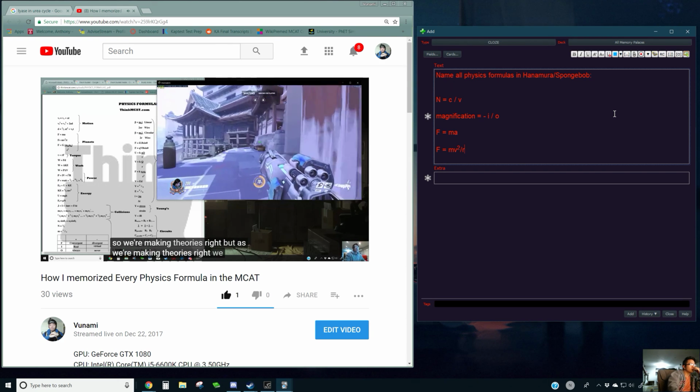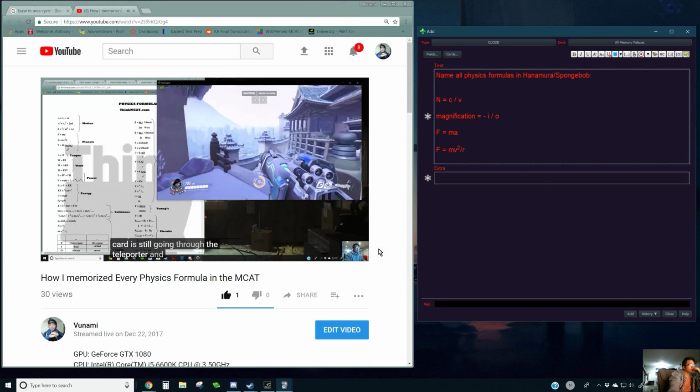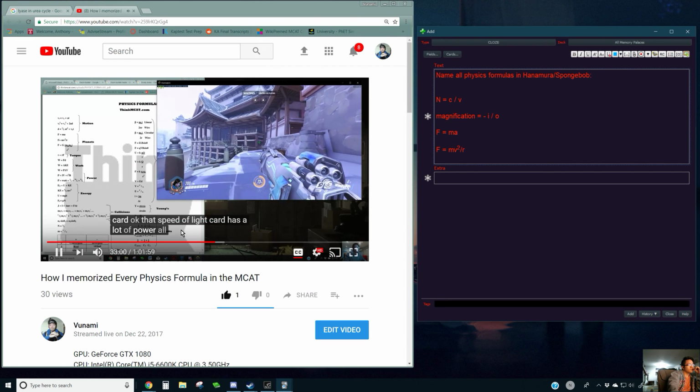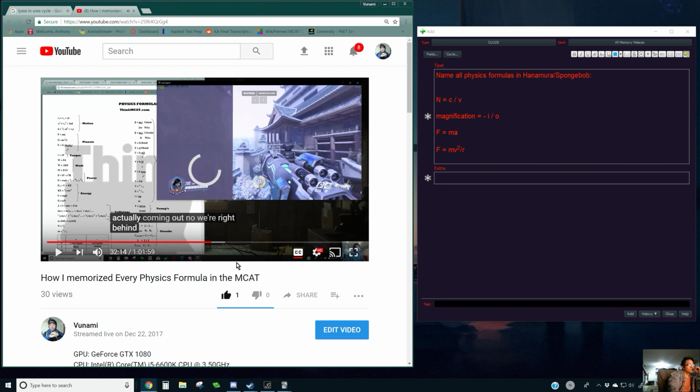But as we're making theories, we have to take into consideration that the card went through the teleporter and it's still here, right? It's a gold card, okay? That speed of light card has a lot of power. It's going through the teleporter, and it's right here.